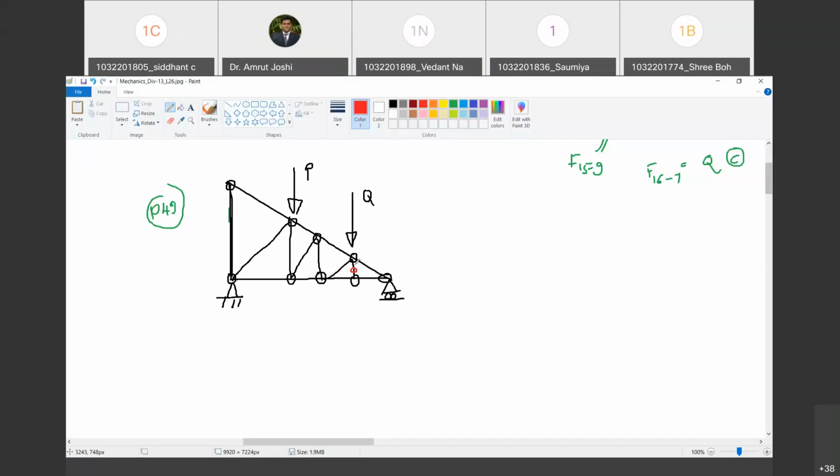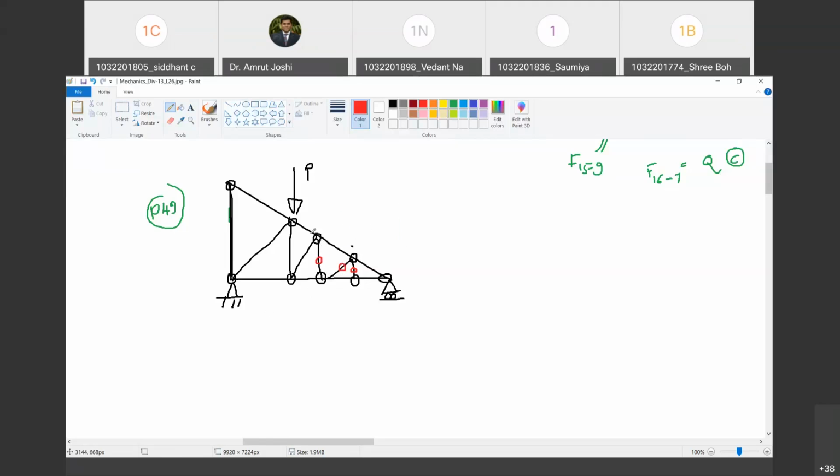Once the force in this member becomes 0, what happens at this joint? There are only 3 forces, 2 of them collinear. So this force becomes 0. Do you agree with me? The moment this force becomes 0, at this joint you will see that there are only 3 members meeting, out of which one is non-collinear. This becomes 0.